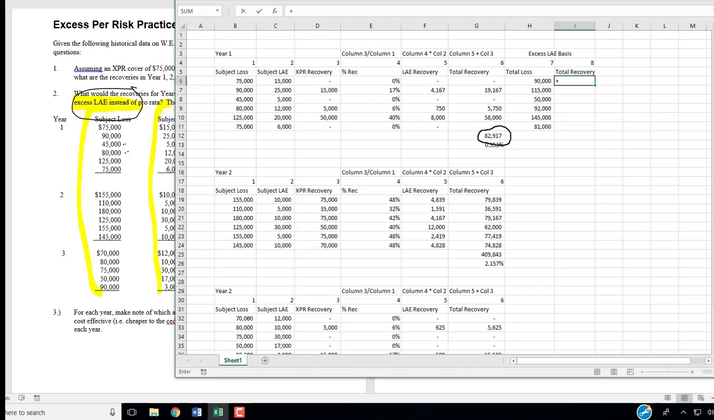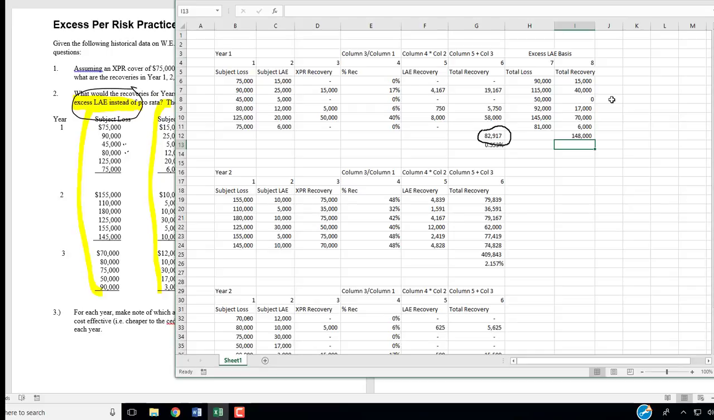By now I hope you've caught on to how to apply the treaty. So we're just going to subtract the 75,000. For these two, that works. Now, we don't want a negative number, so we'll just put 0 here because it doesn't exceed the retention. And then I'm going to copy these in these last 3 losses. And that is going to give us our total recovery.